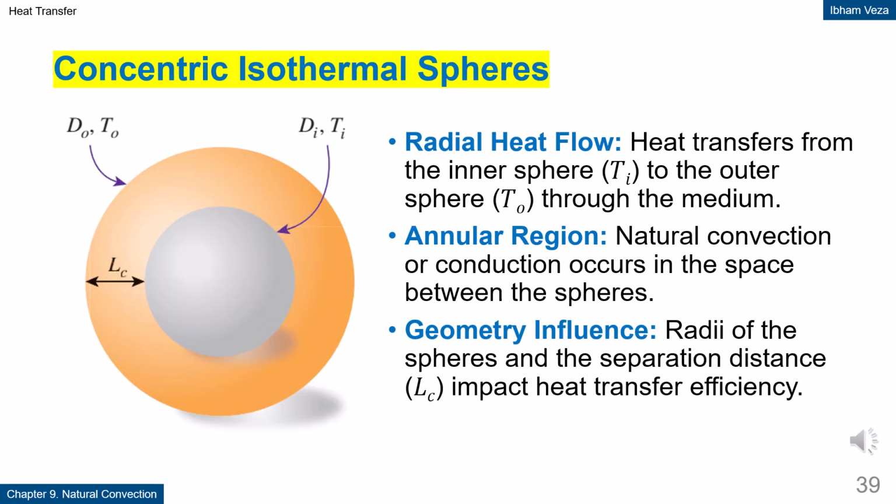Concentric isothermal spheres. Heat flows radially from the inner sphere to the outer sphere. The space between the two spheres can experience either conduction or natural convection. The gap size and sphere radii strongly influence the dominant mechanism. If the gap is small, conduction will dominate. If the gap is large enough, convection circulation can develop.